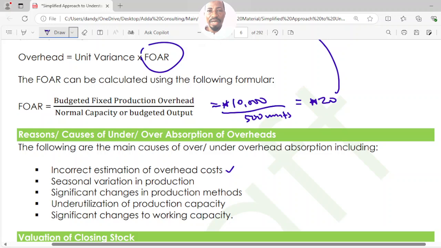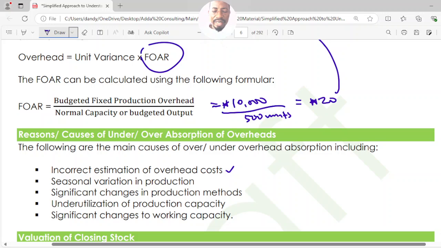Say for example, the rent or electricity, because they don't know the market events, market conditions can make those numbers change. The prevailing business environment can change the budget estimate. But what is important is that once there is under or over absorption, it may well be due to the incorrect estimation of the overhead cost.